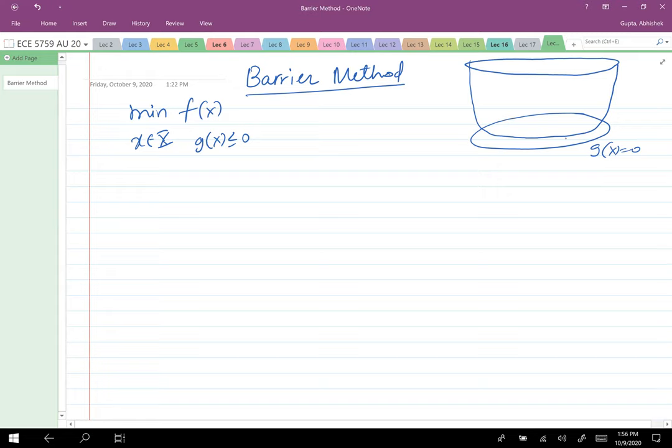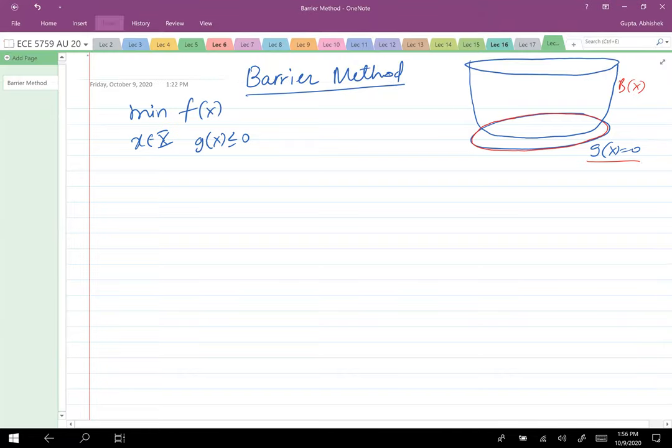So this line is basically g(x) equal to zero. And then I create a barrier function b(x) around the boundary. And then I want to minimize f(x) plus some multiplier multiplied by b(x).